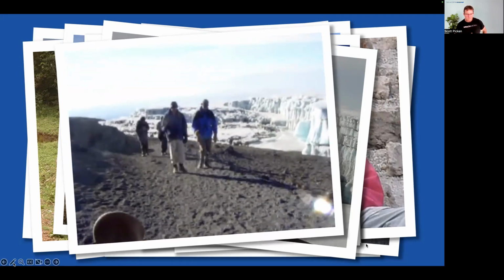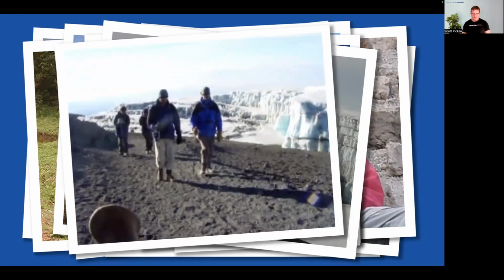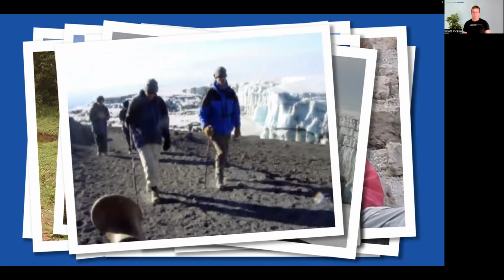That's the speed we managed most of the time. Beautiful glaciers in the background. We're about 50 odd meters from the top. These boys are actually flying.